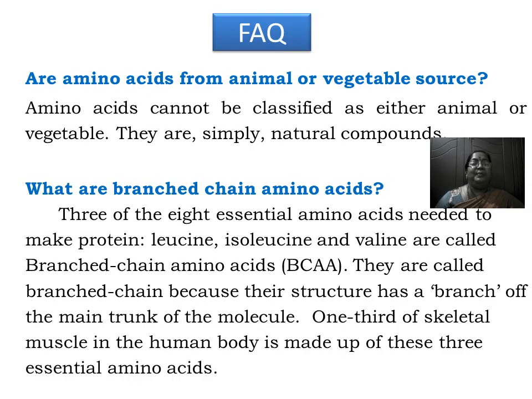Amino acids cannot be classified as either animal or vegetable. They are simply natural compounds. Three of the 8 essential amino acids needed to make protein are lysine, isoleucine and valine, and these are all called branched chain amino acids because they have a branch in the main trunk of the molecule. One third of the skeletal muscle in the human body is made up of these 3 essential amino acids.